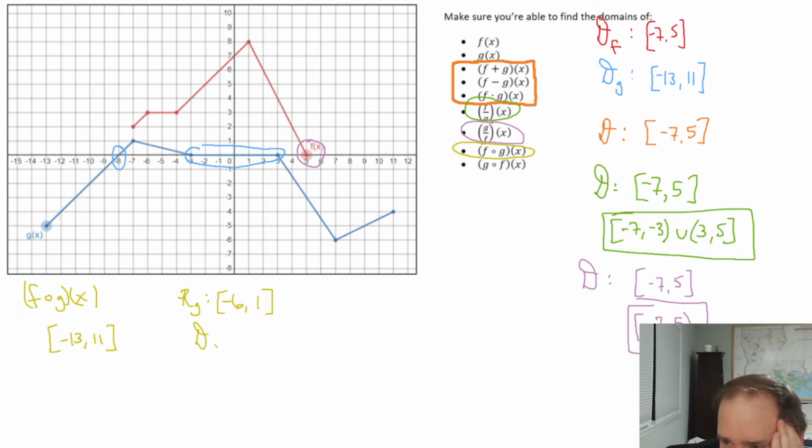Now what's the domain of f? What values will f actually accept? F will accept values from -7 to 5. So guess what? If I'm only getting values from -6 to 1, all of that lives inside of this guy's domain. So this is another one of these examples that doesn't need any further restrictions beyond just satisfying the domain of the inner function.